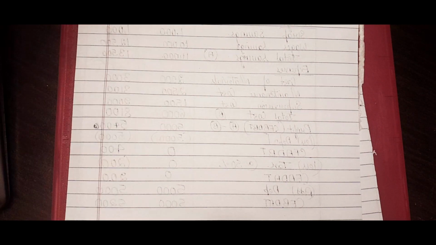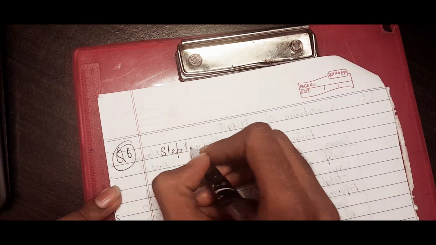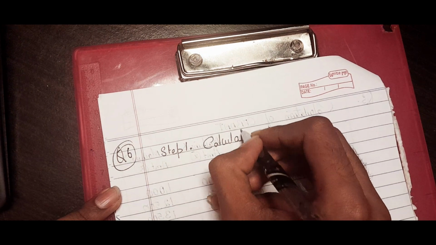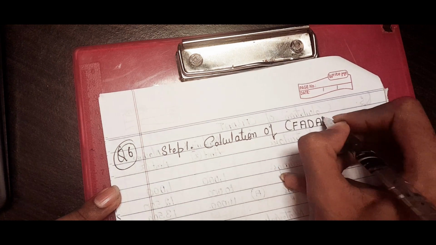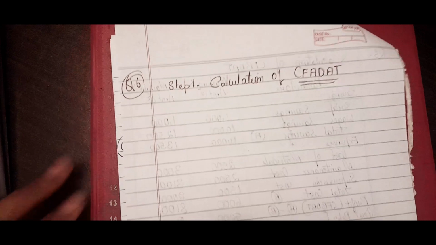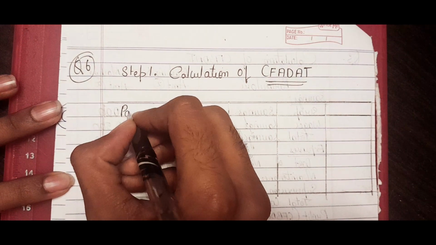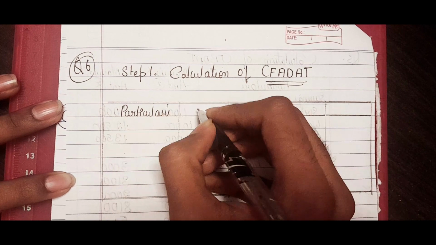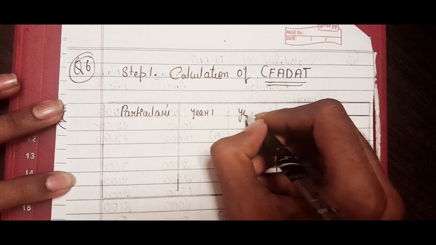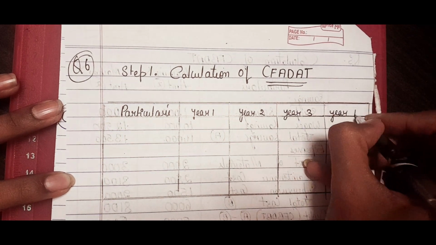So let us solve the problem. First we need to follow certain steps. Problem number 6, step 1: calculation of CFADAT, because to calculate ARR we require CFADAT. Now take 5 columns like this. First column will be particulars. Second column year 1, year 2, year 3 and year 4.